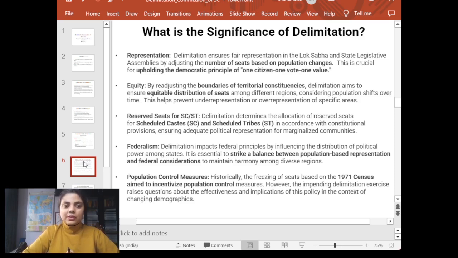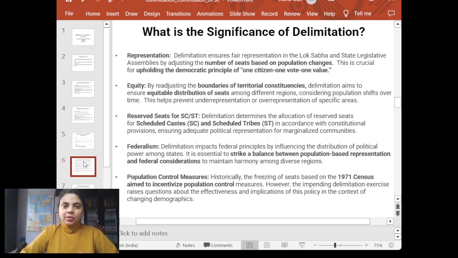It has provided the provision that after every census it is possible to make a readjustment in the territorial constituencies, as well as the number of seats can be readjusted. The first thing is representation, in which, as we already talked about, the state legislative assembly as well as the representation in the Lok Sabha is done through the Delimitation Commission.